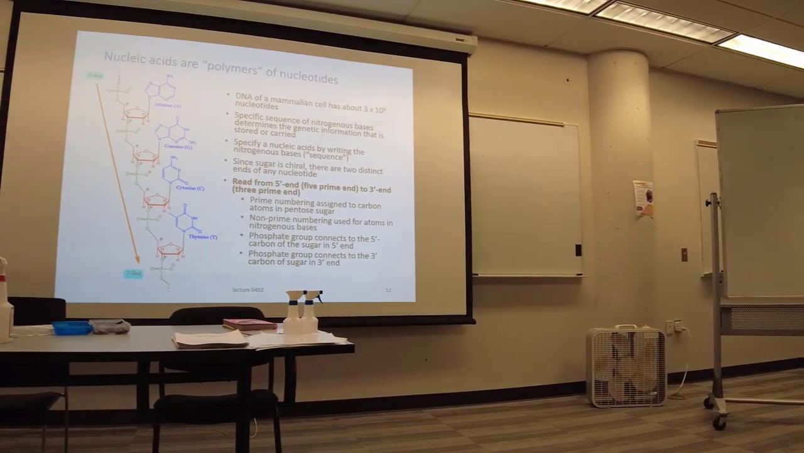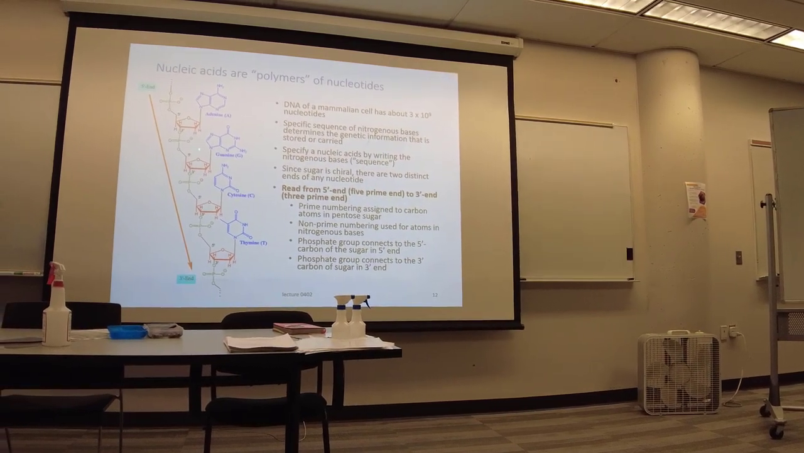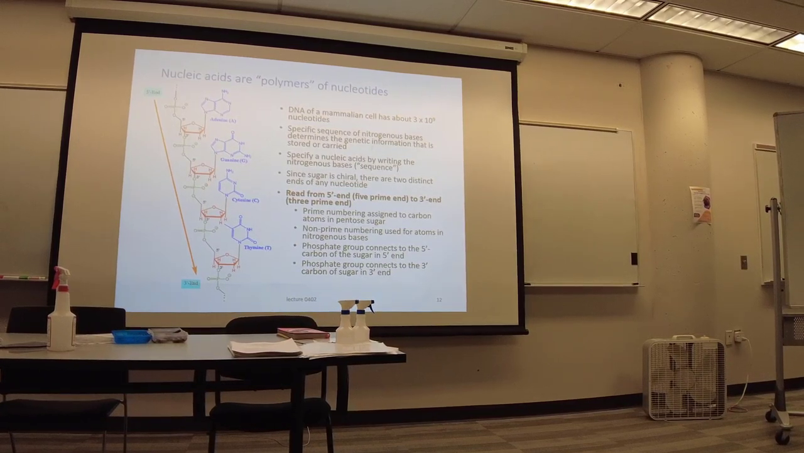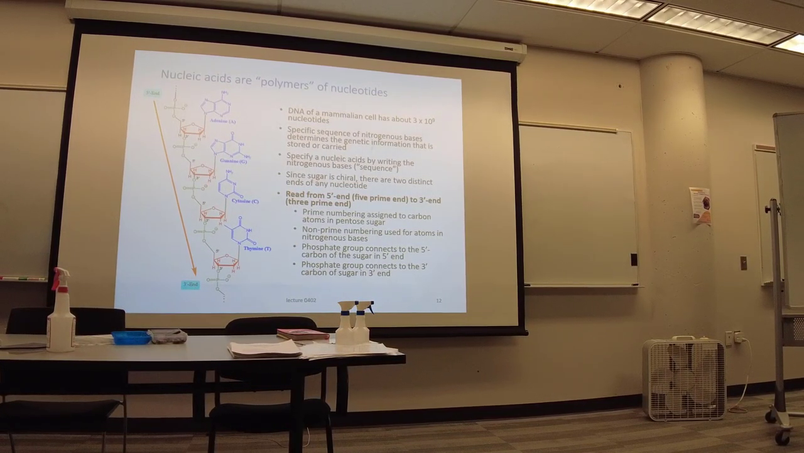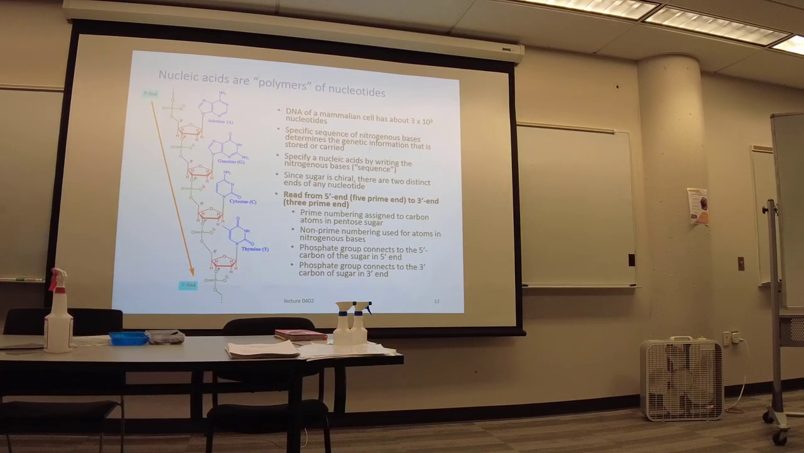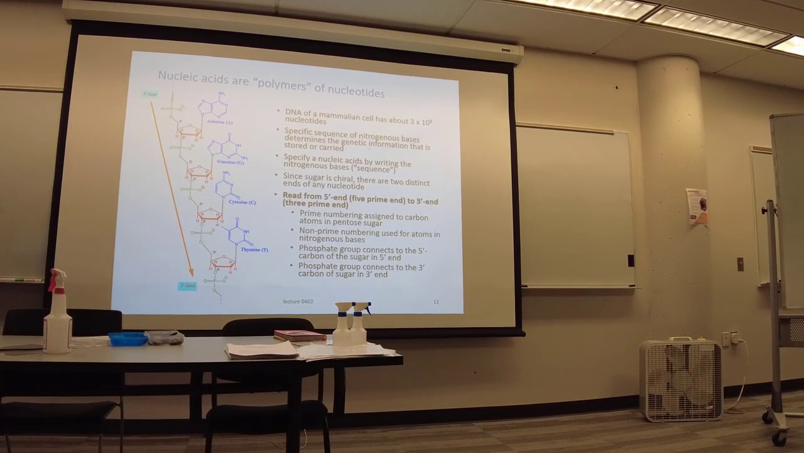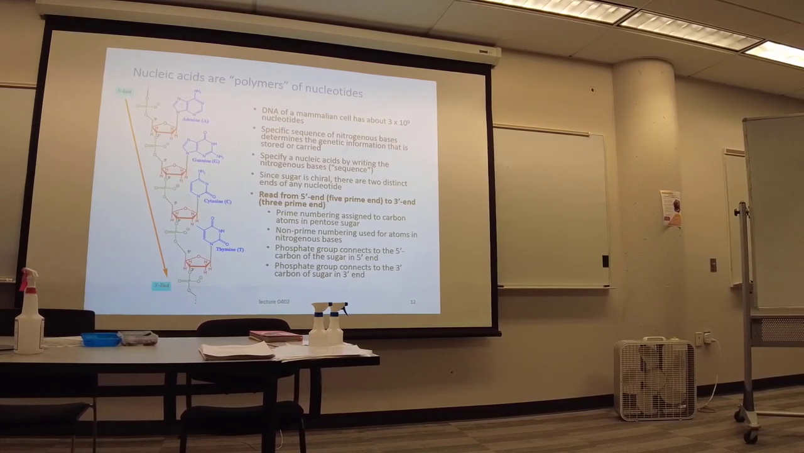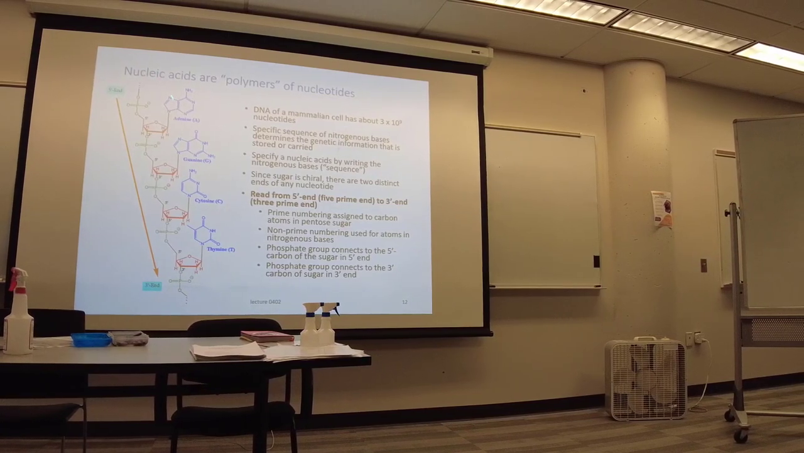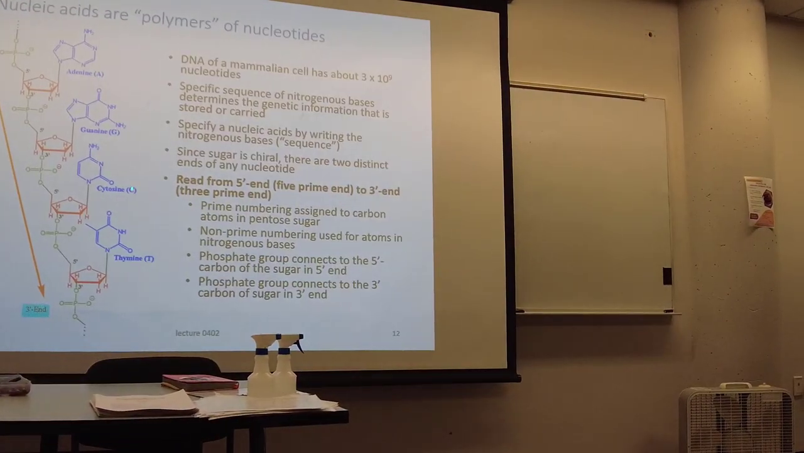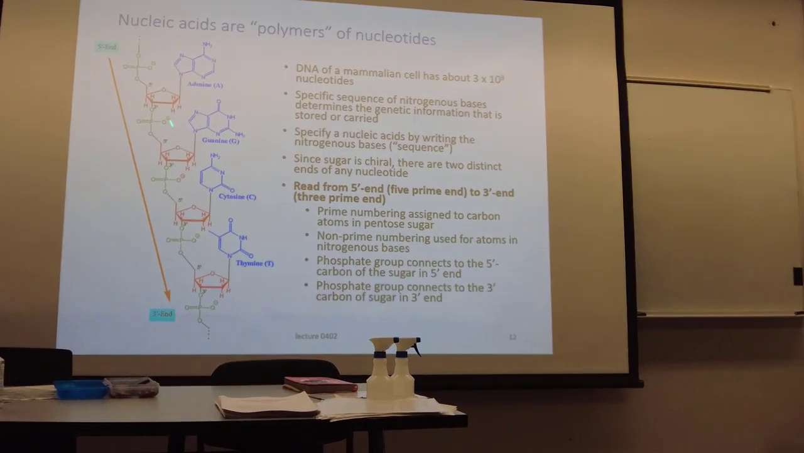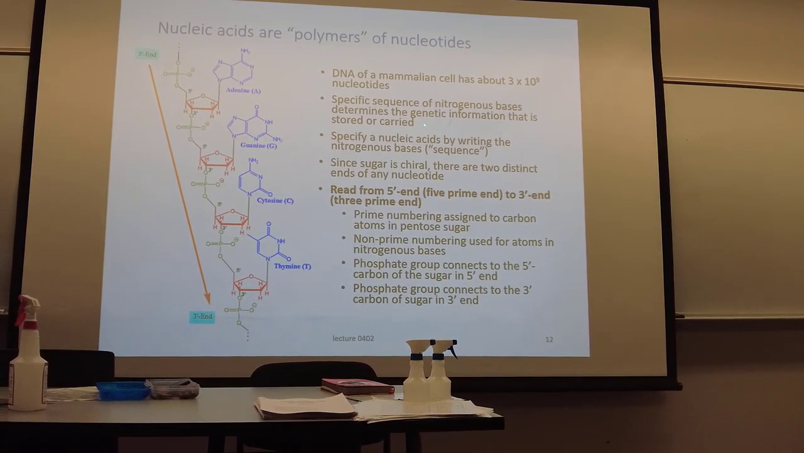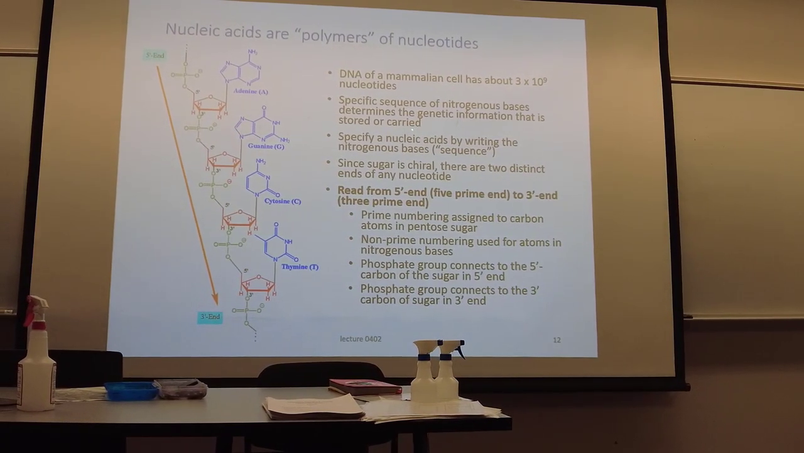So here we go, we look up there and we go, oh yeah, there's a 5' end. And then I kind of keep coming down and there's the 3' end. So, just a lot of facts here. DNA of mammalian cell has about 3 × 10⁹, it's 3 billion nucleotides. Specific sequences of these bases, the way these are ordered, A, G, C, T, A, G, C, well, however it could be, you could think of any variety of that combination, determines the genetic information that is stored or carried.